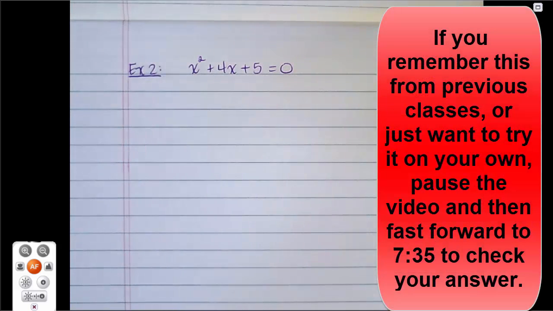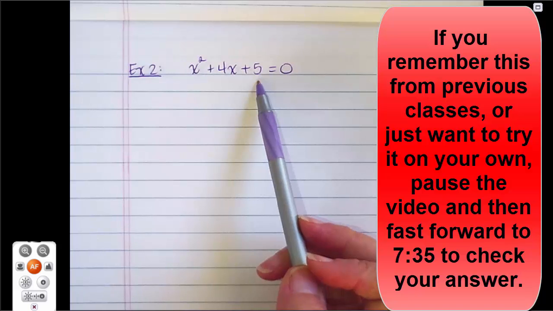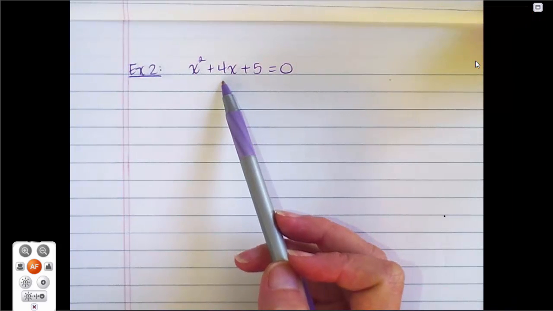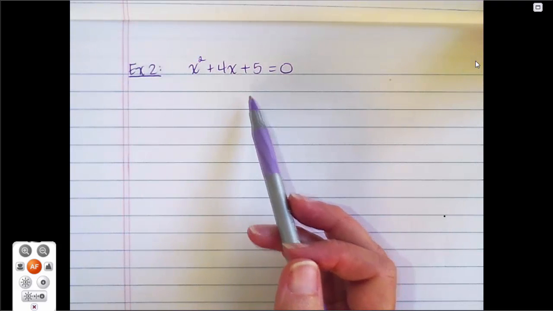Okay, so here's example 2. We're going to solve x squared plus 4x plus 5 equals 0. So again, first we check that a is 1, and here it is. It is not factorable. There are no numbers that multiply to positive 5 and add up to negative 4 or positive 4. So we need to do something else, and here we'll complete the square.